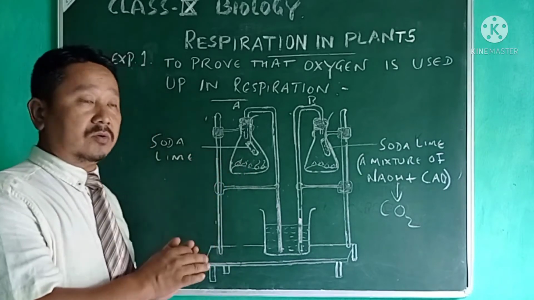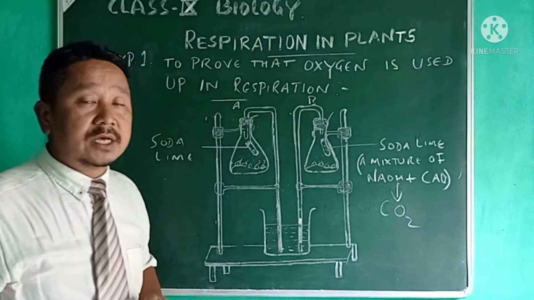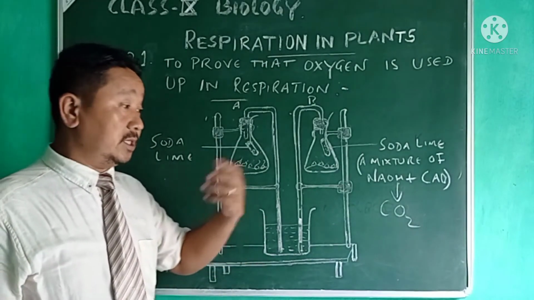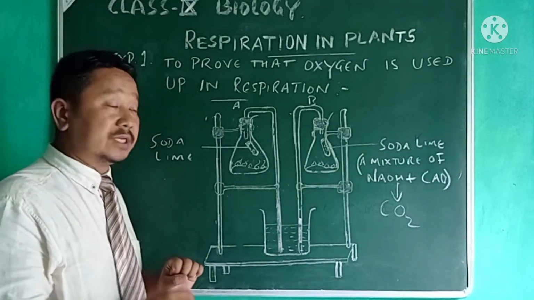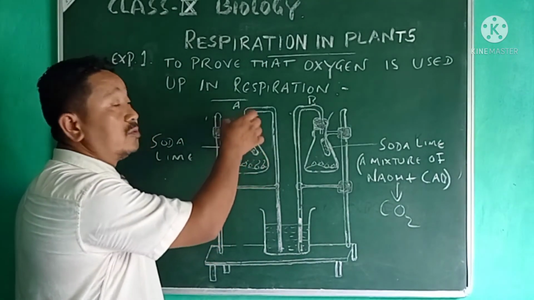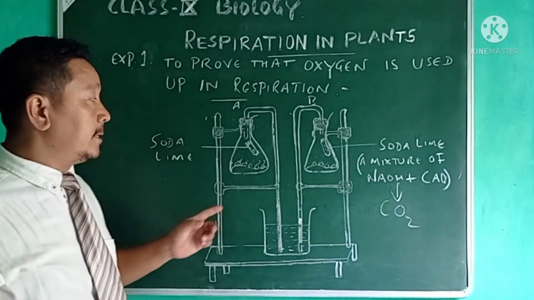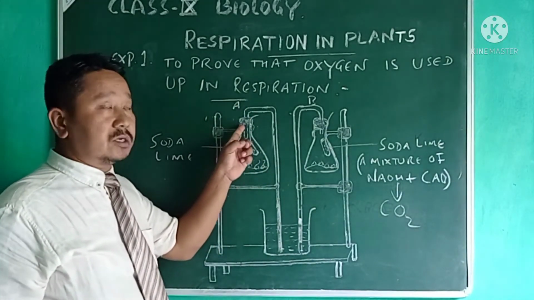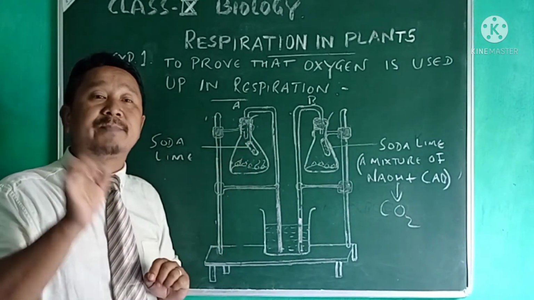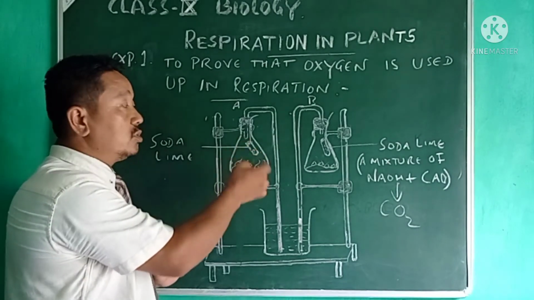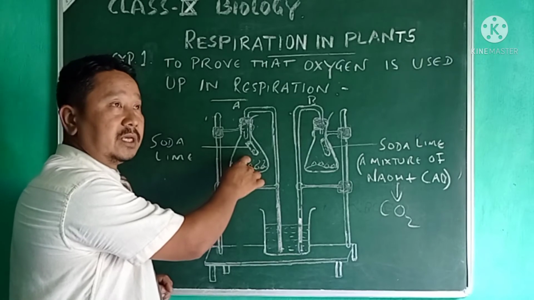Now we are saying that there is a use of oxygen. So how do you know? It should be proven experimentally. To prove that, you take this test tube out very securely. Then remove the cork, and insert a burning paper inside flask A.